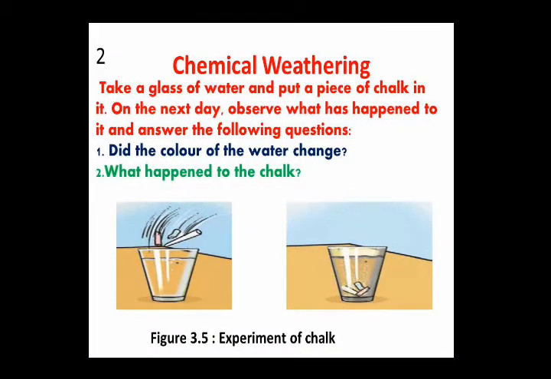So students, at the beginning two activities are given. One, take a glass of water and put a piece of chalk in it. On the next day, observe what has happened to it and answer the following questions. Question one, did the color of the water change? Yes, a little bit. You will see that the water color changes, not totally. What happens to the chalk? The chalk dissolves in the water, and the solid forms a powder and settles at the bottom as sediment. These changes you will commonly observe here.